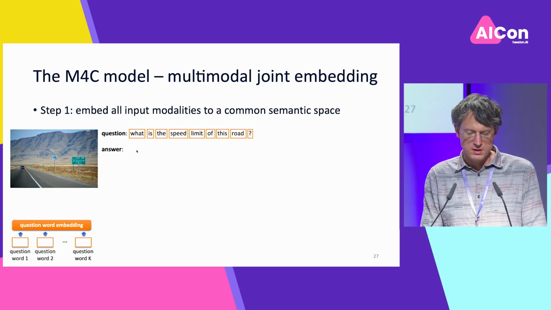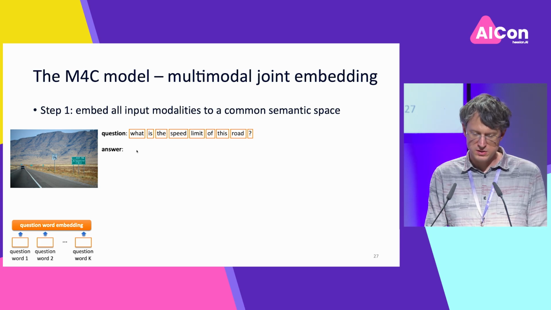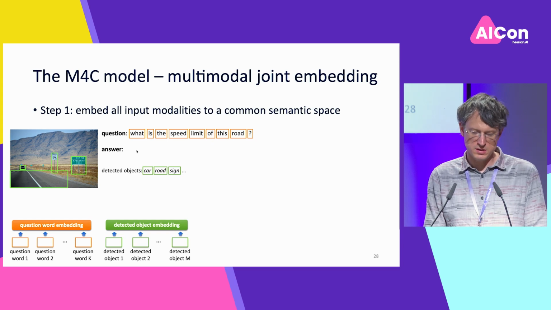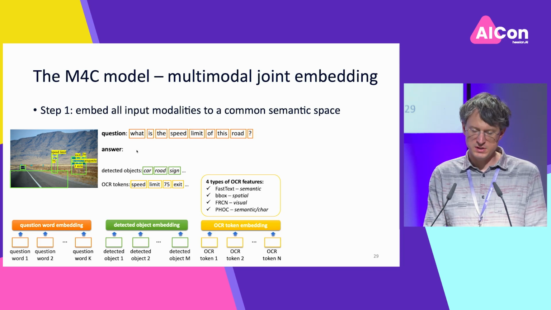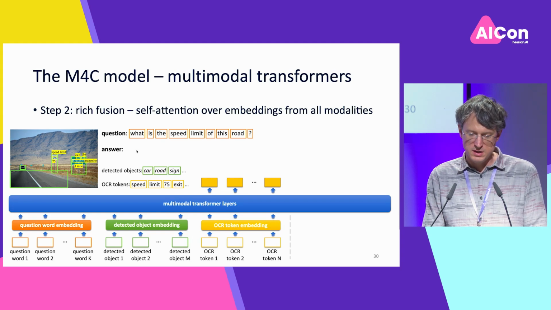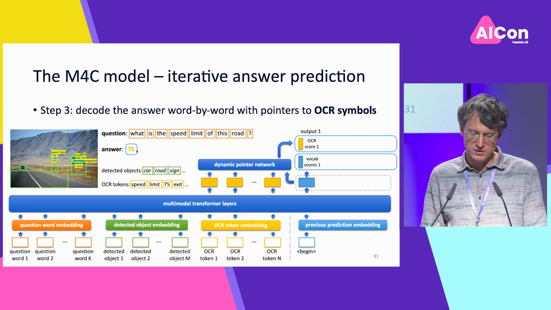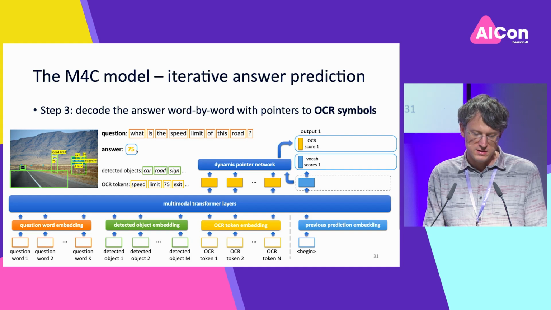So our model here embeds all the input modalities in a common space. We have a question word embedding, we have an object embedding of all the objects we detect in the image, and we embed all the OCR symbols with different feature representations which represent the semantics, the spatial, and visual features. And then we have that in a multimodal transformer layer. And then we start predicting the answer. In this case, the first word of the answer is 75. And the 75 actually comes from the OCR space, so it is copied from the OCR symbol space.